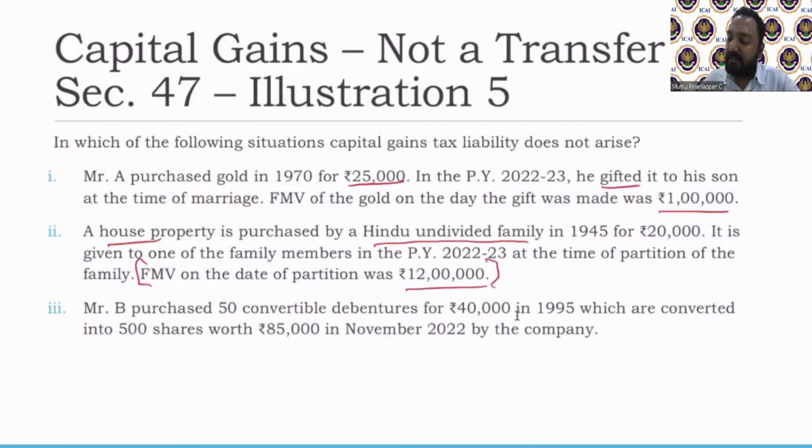Mr. B purchased 50 convertible debentures for 40,000 in 1995, which are now converted into 500 shares worth 85,000. Now 40 has become 85.